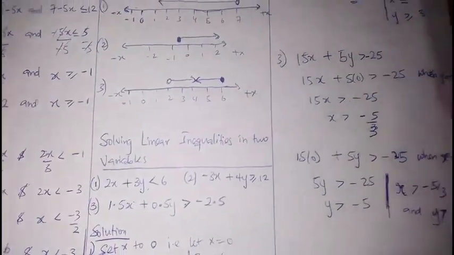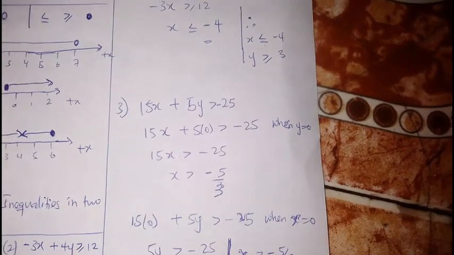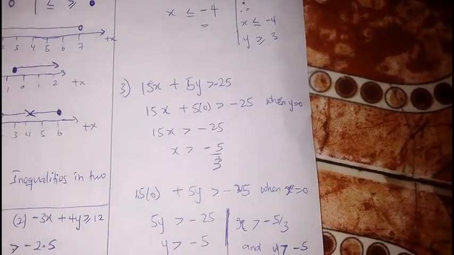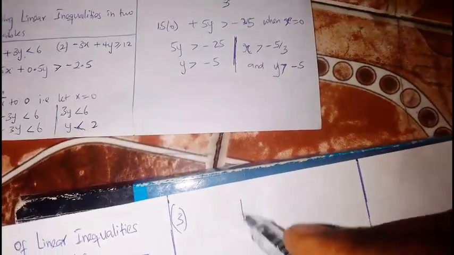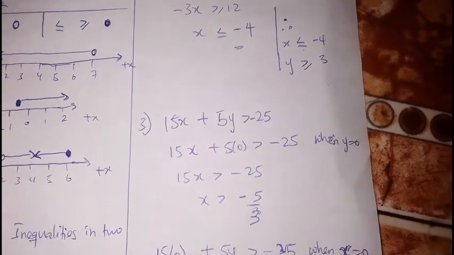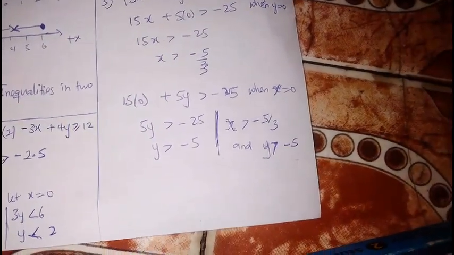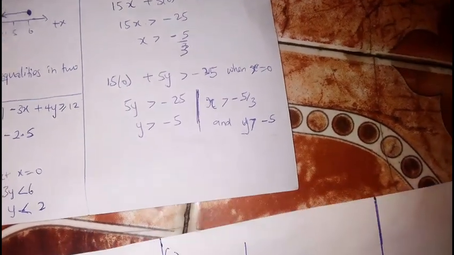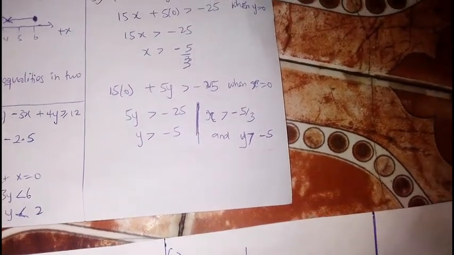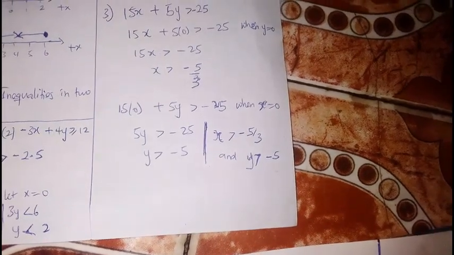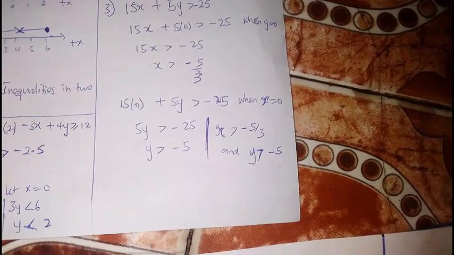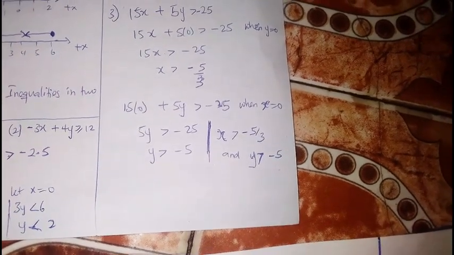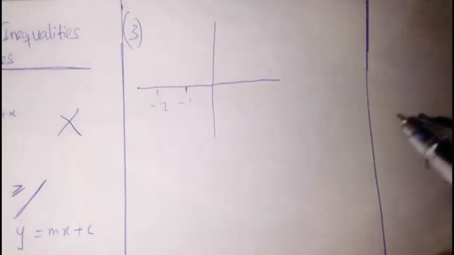Then question number 3, what do I have? I have this, which I reduced to 15x plus 5y to be greater than minus 25. Now again, this is a strict inequality sign, strictly greater than. What are my answers? X is minus 5 over 3. Y is minus 5. So they are both negative. Minus 5 over 3 is the same thing as minus 1 point something. So let's say this is minus 1, this is minus 2 on my graph.